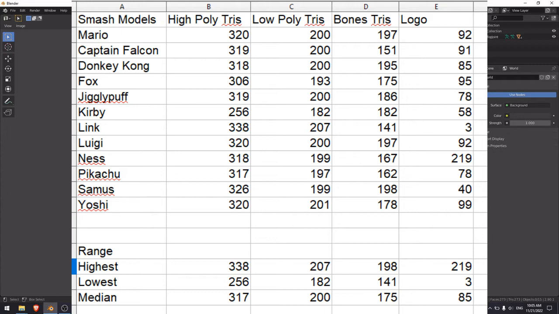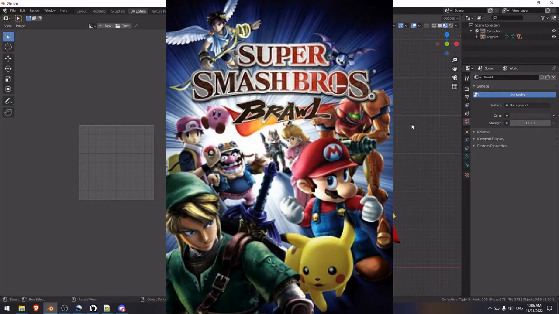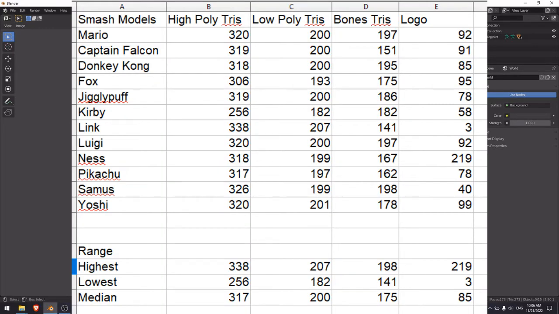This is important, and this is something you should always be considering when making your model, because if your character is reliant on the higher polys, if it's required to have them to function, then the character is not going to work in Smash Bros. 64. You might want to look into Brawl modding, for example, so you can utilize the bigger hardware. For Smash 64, our low poly model is going to be 200.